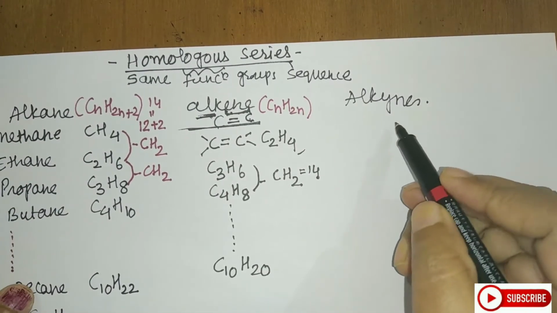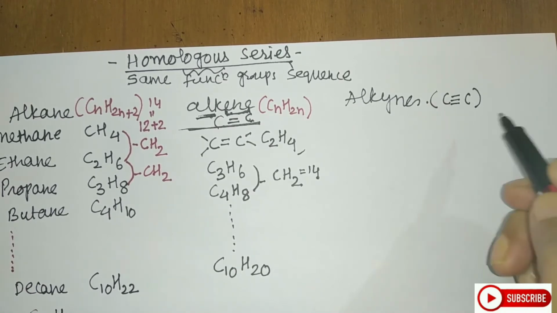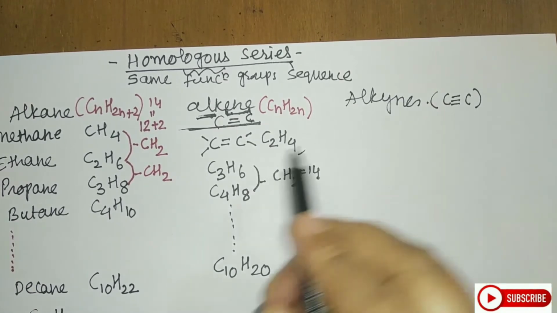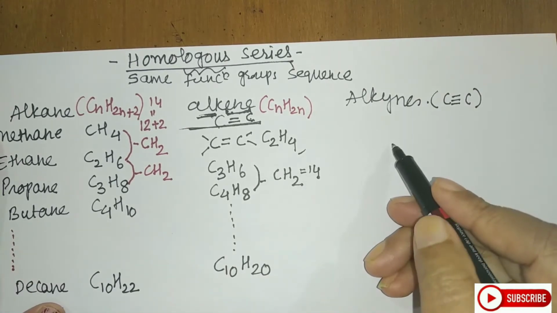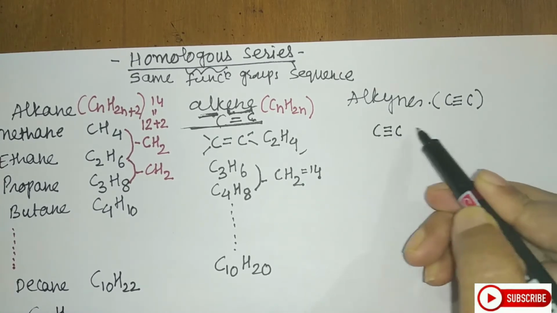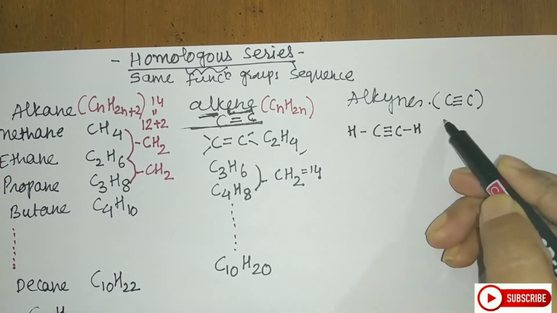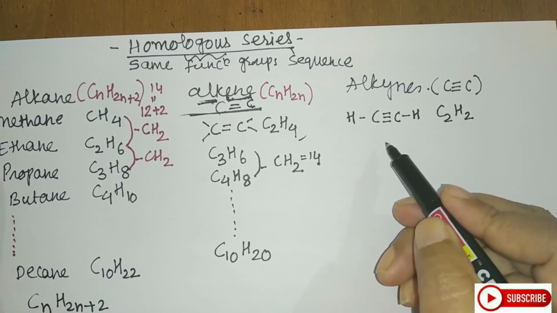Now let us see for alkynes. Now what is this alkyne? It is C triple bond C. It means the minimum requirement here again is 2 carbons and therefore we don't have any methyne here as such. So here also it will start from a 2 carbon organic compound and that is C triple bond C. How many hydrogens will I have here? C2H2. Now let us move on to the next one, that is propyne.